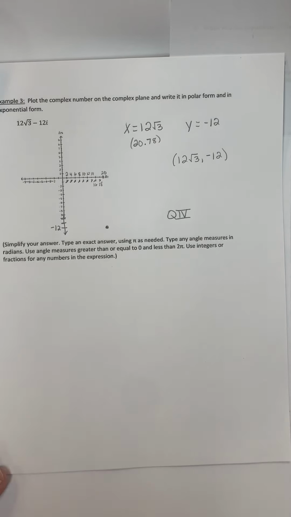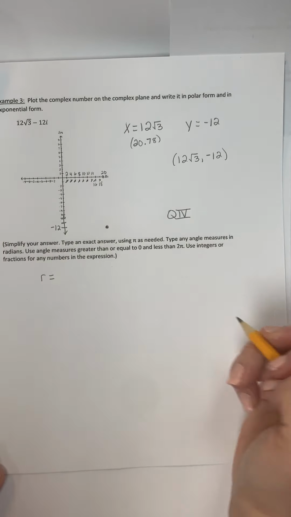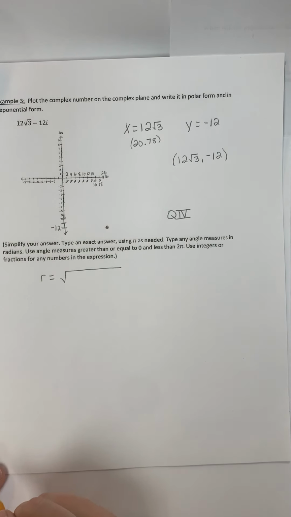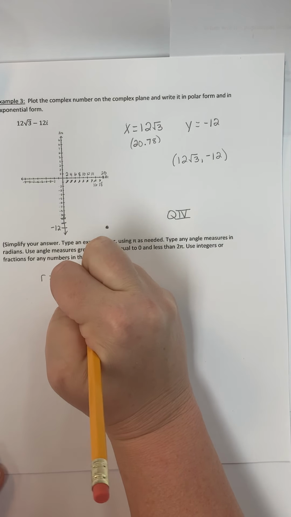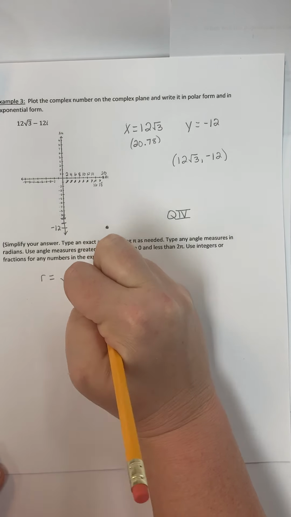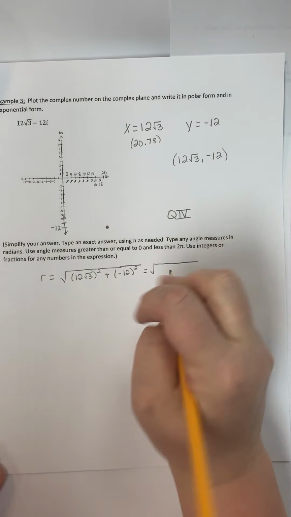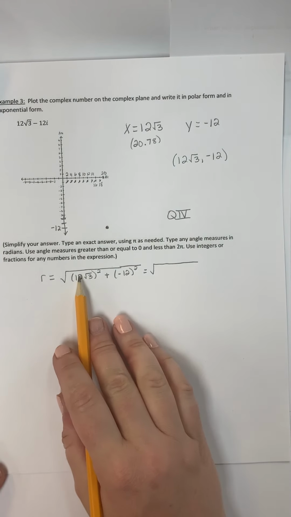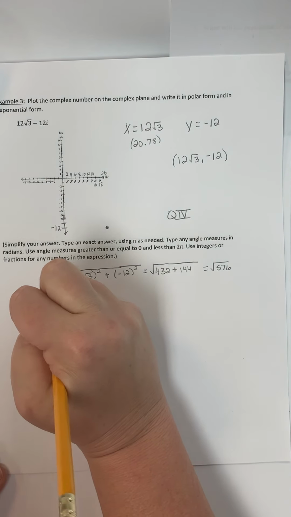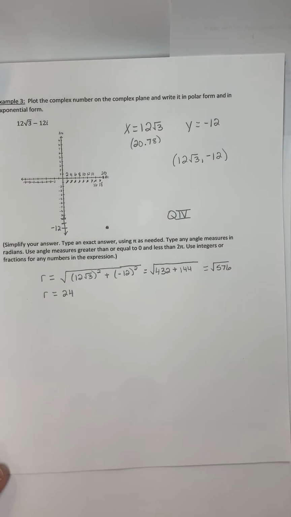That's important. Okay, now we have r equals. So remember, r equals the square root of x squared plus y squared. So here is x squared, and here is y squared. All right, now 12 squared is 144. Root of 3 squared is 3. So 144 times 3 is actually 432, plus another 144 from here. Okay, that's the square root of 576, and believe it or not, that's a perfect square. Your r is 24. How about that?